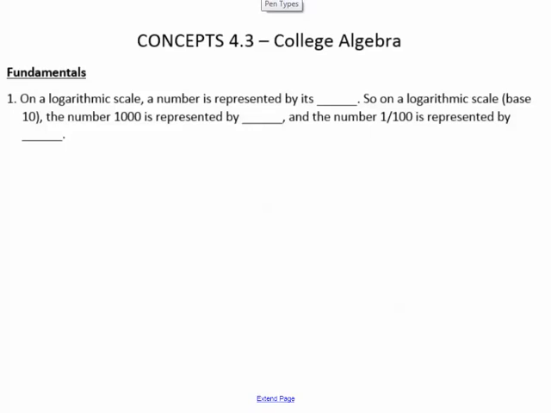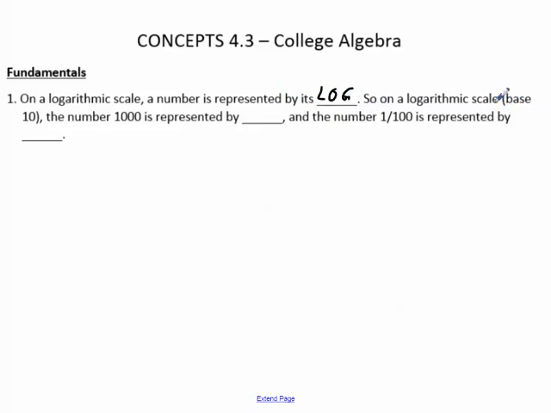Alright, so here we're going to talk about three different scales. We're going to talk about section 4.3 concepts, logarithmic scales: number one, in general, and number two, specifically, the three different scales that we took a look at. Number one, pH, number two, the decibel scale, number three, the Richter scale for earthquakes. So in general, on a logarithmic scale, the number is represented by its log, by its logarithm.